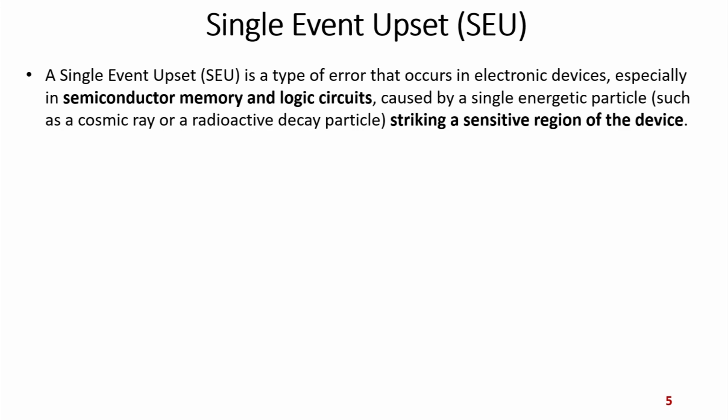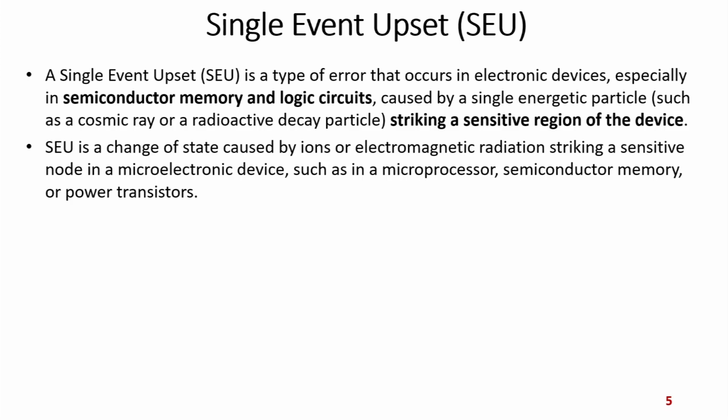A single event upset, SEU, is a type of error that occurs in electronic devices, especially digital devices or memory, that is, semiconductor memory or logic circuits. It is caused by a single energetic particle, which can be a cosmic ray or a radioactive decay particle striking a sensitive region of the device. It can be a memory device, the gate of a memory device, a MOSFET or a CMOS device. So, this SEU is a change of state. Change of state means the bit can flip, 0 can become 1, 1 can become 0. That is why it is called a change of state caused by ions or electromagnetic radiation striking a sensitive node in a microelectronic device, and that microelectronic device can be a microprocessor, a semiconductor memory, or power transistors.